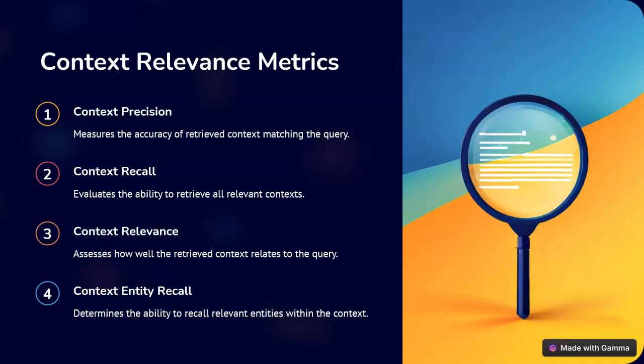Context relevance refers to how relevant the retrieved context is to the query. The following metrics are used to evaluate context relevance. For example, context precision measures how accurately the retrieved context matches the user's query.